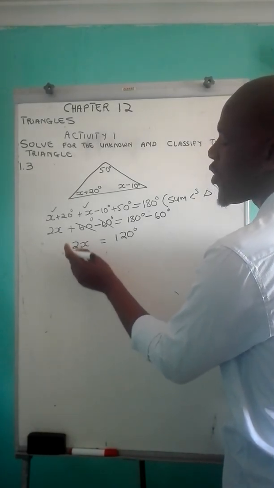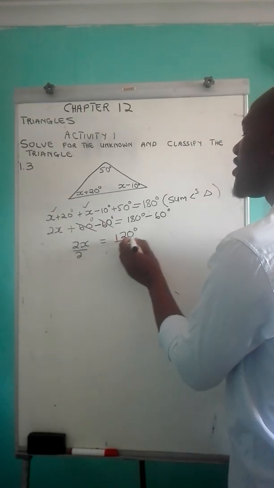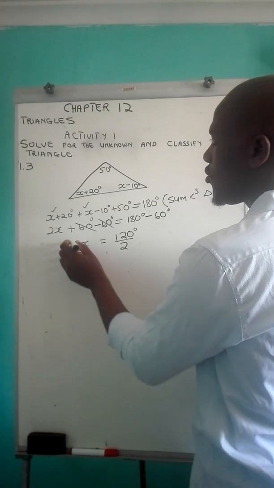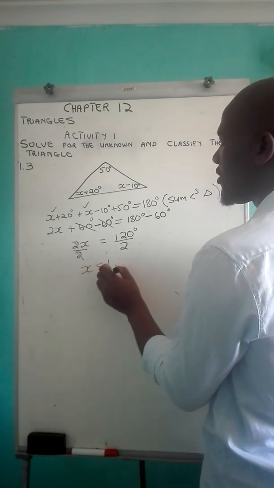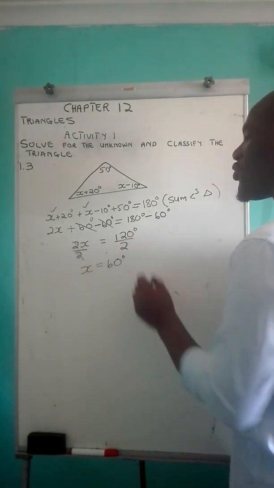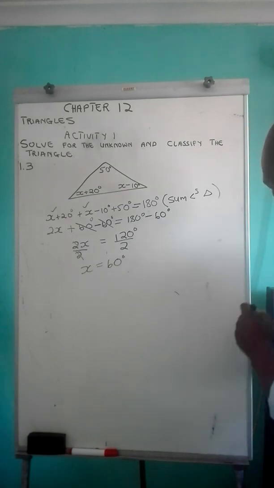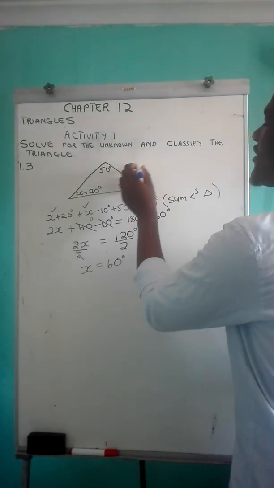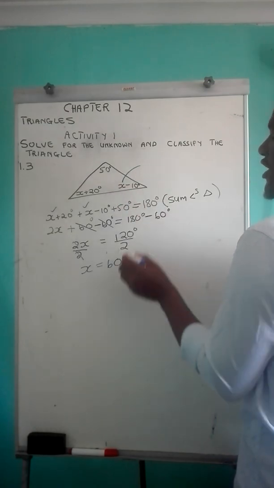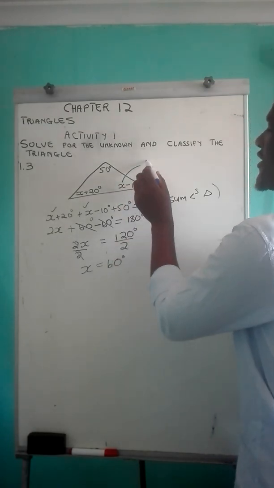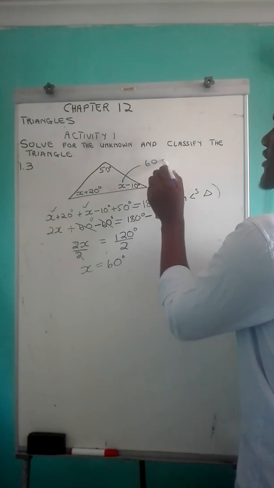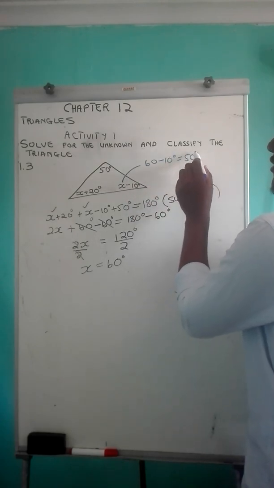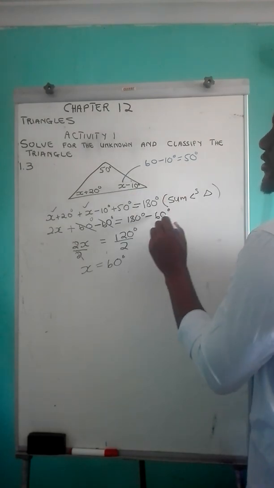Divide by 2. What you do on the left hand side, you also do on the right hand side. So x is equal to 60 degrees because this is 120 divided by 2. Now what I need to do is find x minus 10, but what is the value of x? It's 60 minus 10, and this becomes 50 degrees. So I know this is 50 degrees.